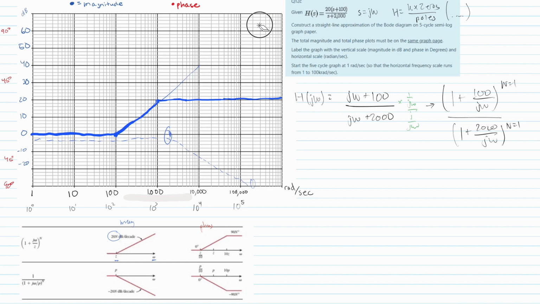And then after this, we can erase all of these separate graphs because the question is asking us for the total magnitude and total phase. And if we have the total magnitude and total phase, if that's what we're looking for, then we don't need this extra work right here. So now let's look at the total phase.